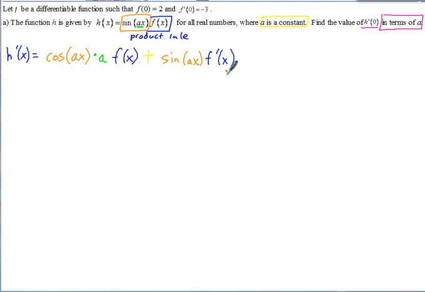And now let's go ahead and substitute in 0 since we want h prime of 0. Substitute in 0 for x. So I have the cosine. Well, when you plug in 0 for x, 0 times a is just going to be 0, so that's going to be cosine of 0 times a times f of 0 plus, we plug in 0 for x again, that's going to be the sine of 0.